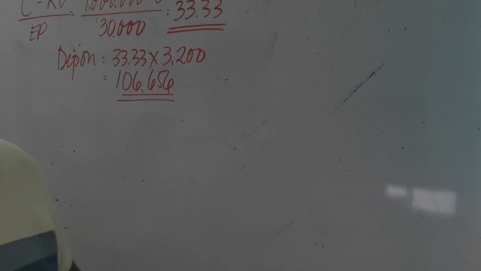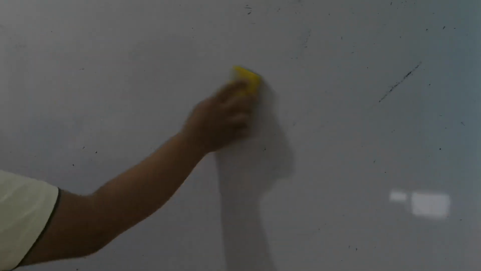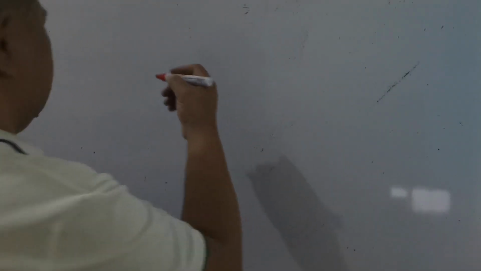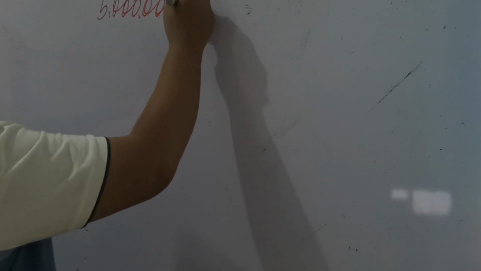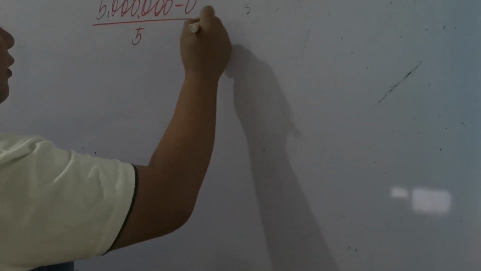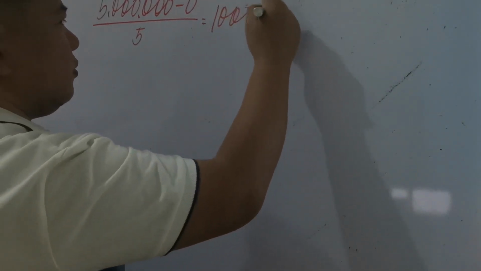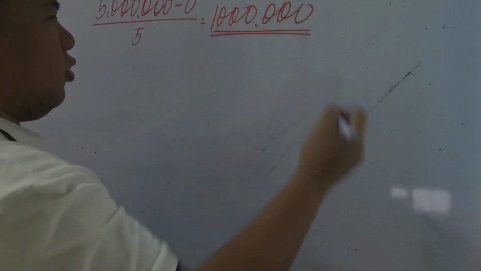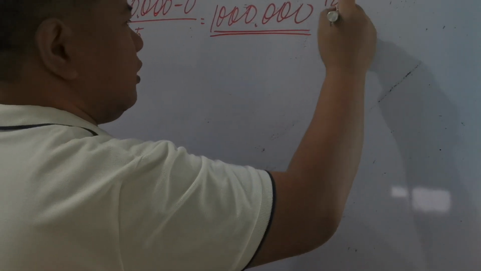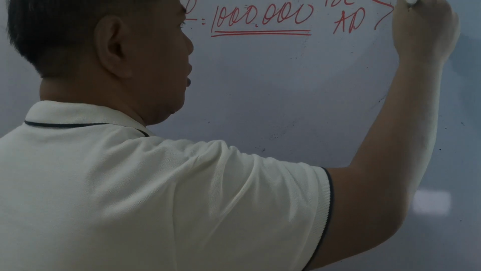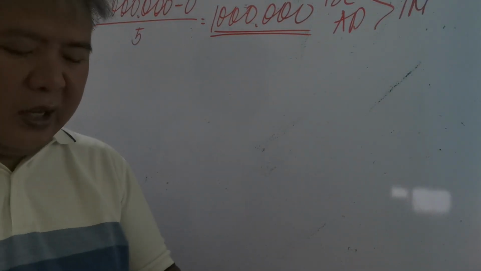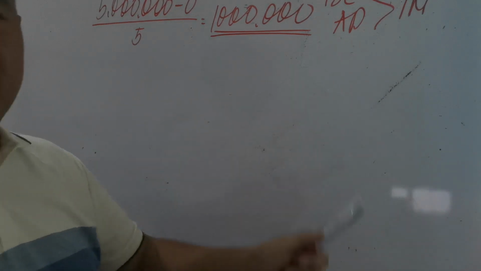Let's go back to the whiteboard. The depreciation now is cost, that's 5 million pesos, there is no salvage value, divided by the estimated useful life of 5 years. So this is 1 million pesos, which is your depreciation. What is the entry? Debit depreciation expense, credit accumulated depreciation for 1 million, right? So this is the answer, 1 million pesos.